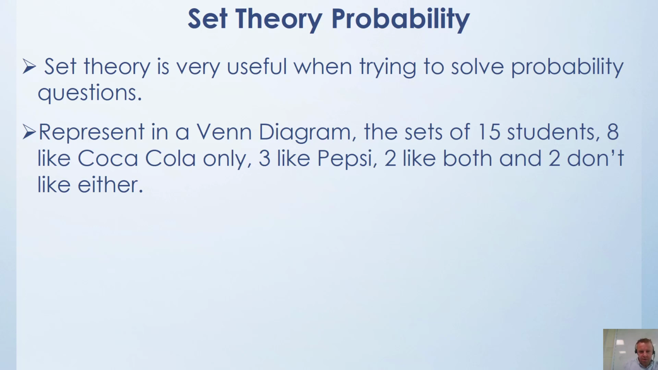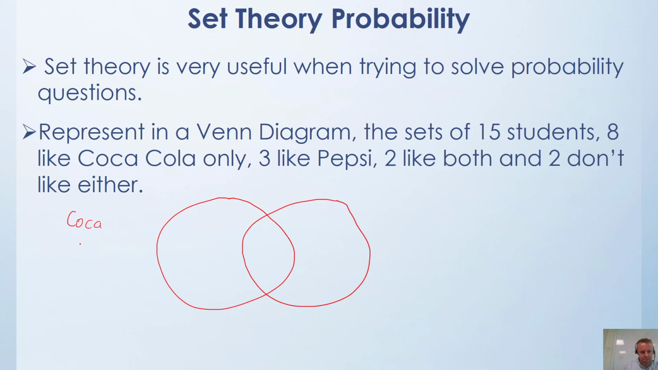So what we do when we want to draw a set or your Venn diagram is just draw circles like that. The first one here is Coca-Cola, and then this will be Pepsi. These are supposed to look like Venn diagrams, but you don't get any extra marks for artwork at all. So you have your two Venn diagrams here, okay?